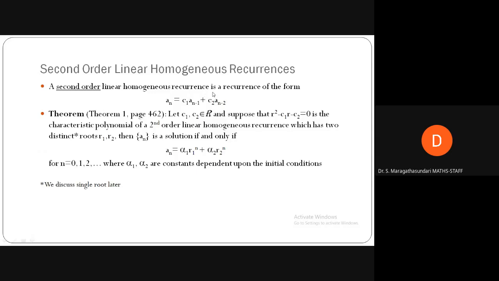A second order linear homogeneous recurrence is a recurrence of the form a_n = c1 a_{n-1} + c2 a_{n-2}. A theorem statement is given here. For this relation, we first go for distinct roots. The theorem says: let c1, c2 belong to R, and suppose that r^2 - c1 r - c2 is the characteristic polynomial of a second order linear homogeneous recurrence which has two distinct roots r1 and r2. Then a_n is a solution if and only if the condition given here holds, for a second order linear homogeneous recurrence.